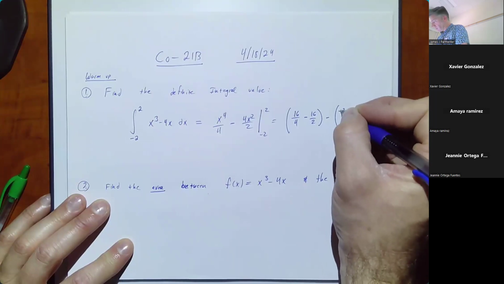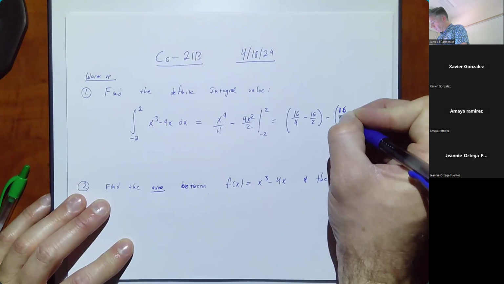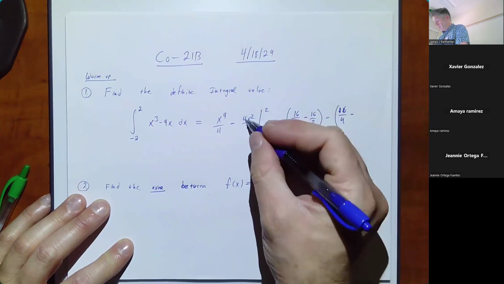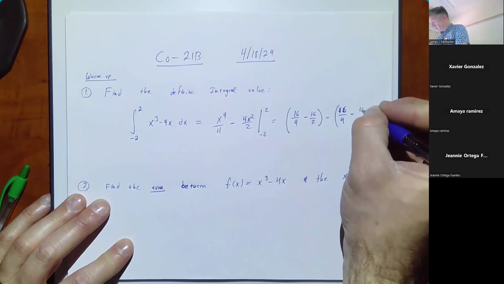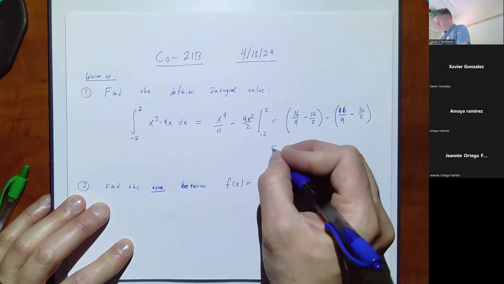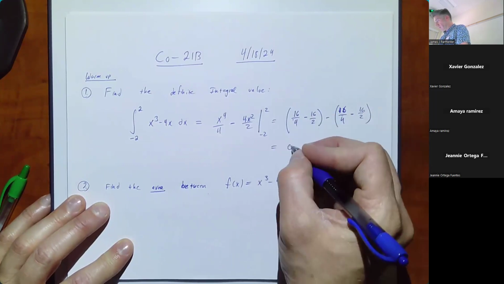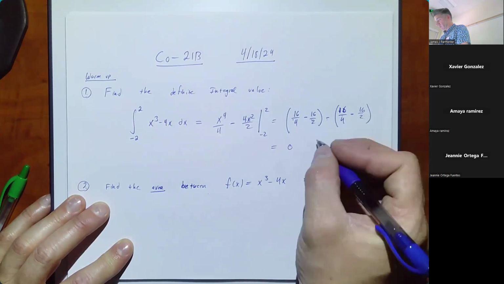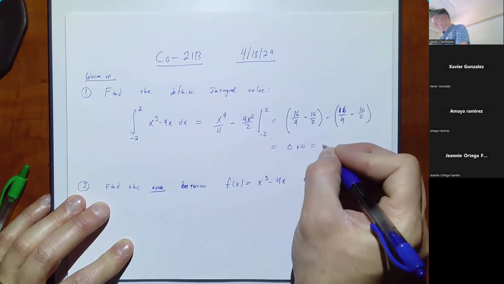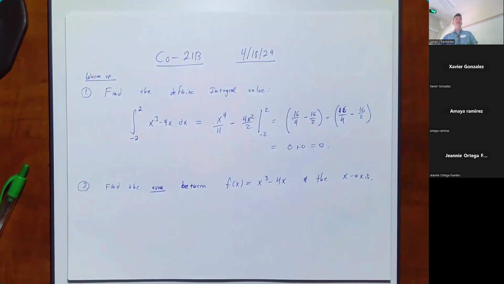So for -2, I'm going to put 16 here over 4, minus 4 times -2 squared, which is also 16, over 2. So these end up equaling 16 over 4 minus 16 over 4, and -16 over 2 plus 16 over 2, which is 0. Or we could have said it's an odd function and the integral is from -2 to 2, so it's going to be 0.